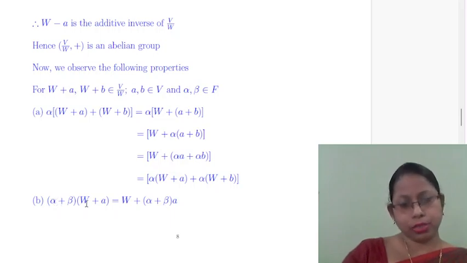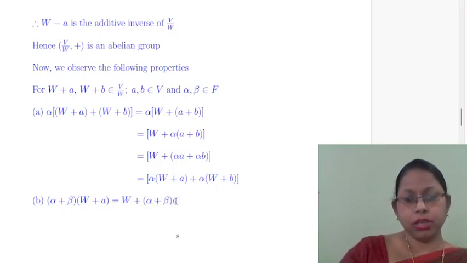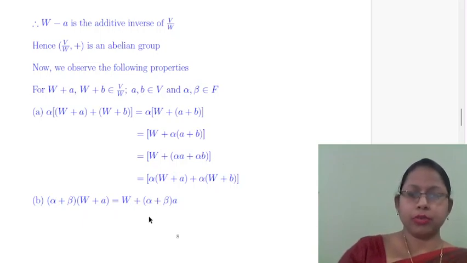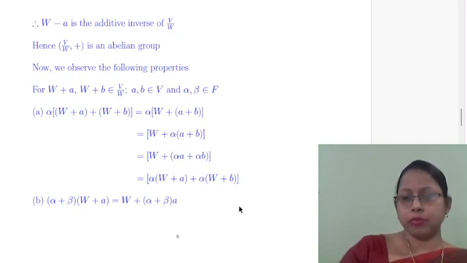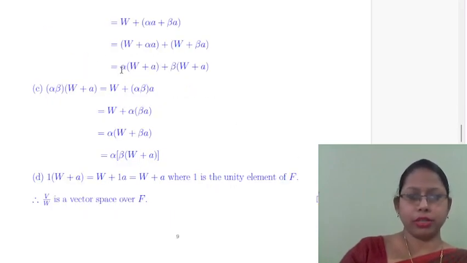Next, (alpha + beta)(W + A) can be written as W + (alpha + beta)A. In the next step, we can write this as W + (alpha A + beta A) using the definition of vector space V. Then (W + alpha A) + (W + beta A). Then again using the scalar multiplication property, I can write this as alpha(W + A) + beta(W + A).